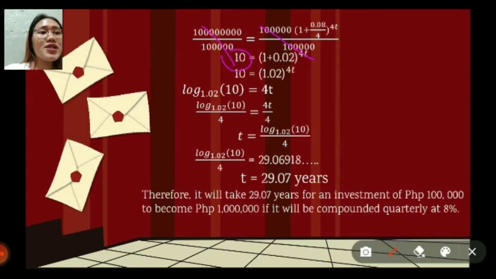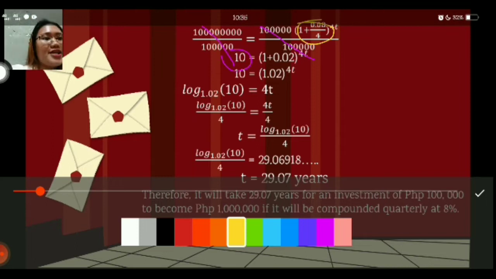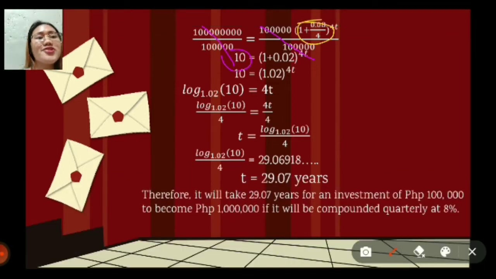This one, 0.08 divided by 4 is 0.02, to the power of 4t. And then, we add 1 and 0.02, that is why we come up with 10 is equal to 1.02 to the power of 4t.